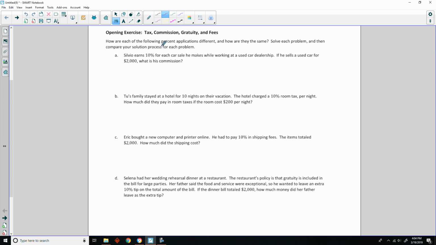A. Silvio earns 10% for each car sale he makes while working at a used car dealership. If he sells a used car for $2,000, what is his commission? So commission would be the amount he sells it for, the price. Commission equals price times percent. So commission is going to equal 2,000 times 0.1, which is 10%. So the commission is $200.